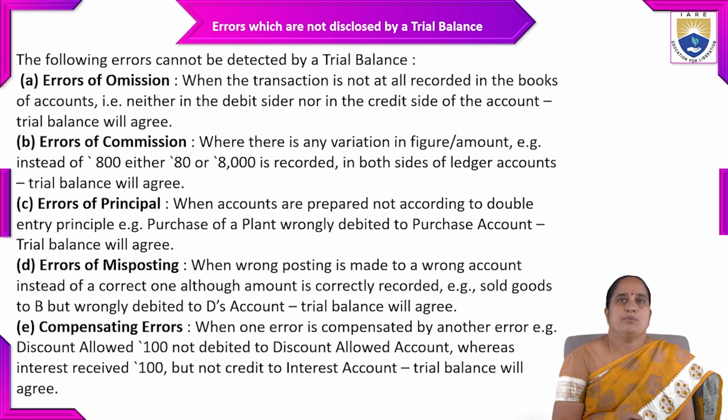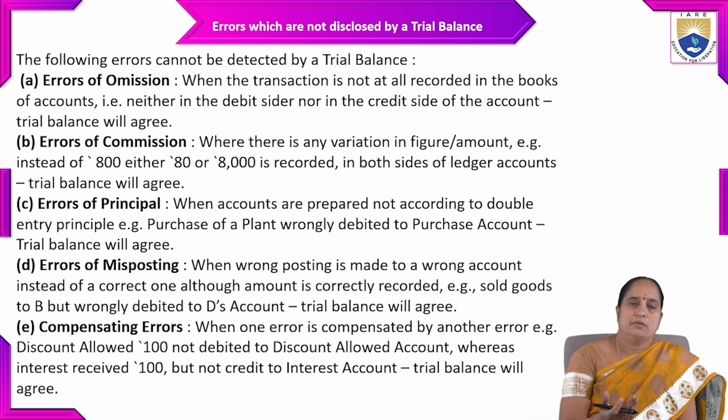Where there is any variation in figure or amount, that is, instead of 800, either 80 or 8000 is recorded on both sides of the ledger accounts. Again, the trial balance will agree because it is entered by humans. So whatever is there in the trial balance, accordingly they used to calculate the balance.